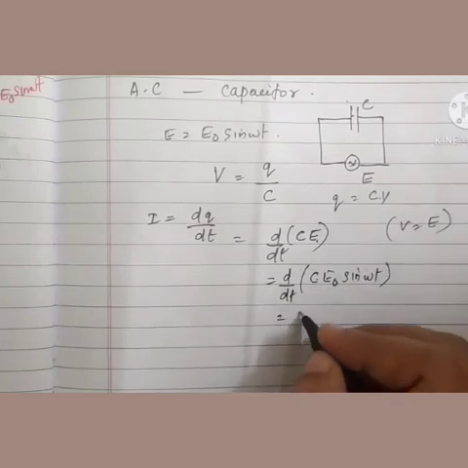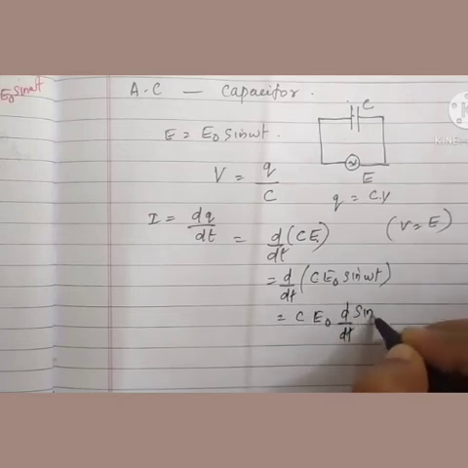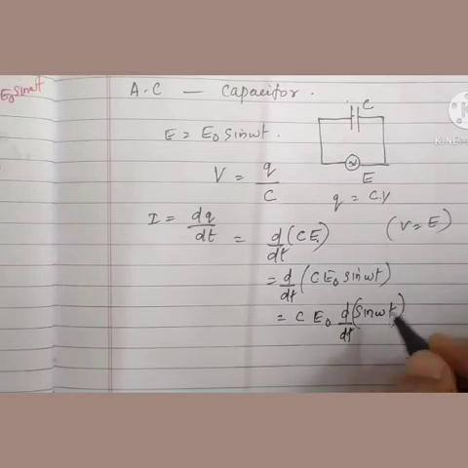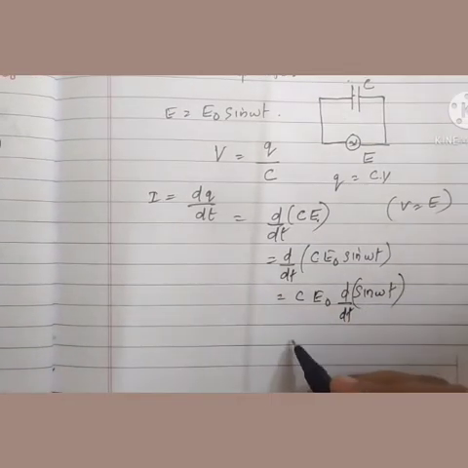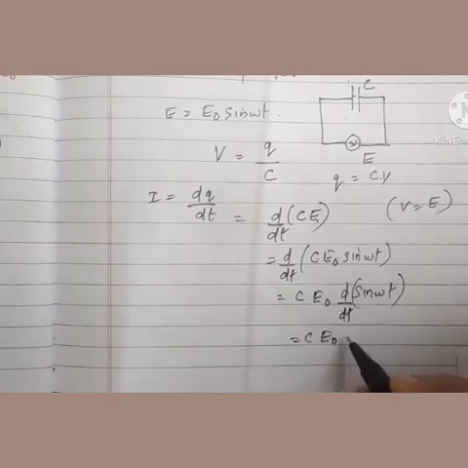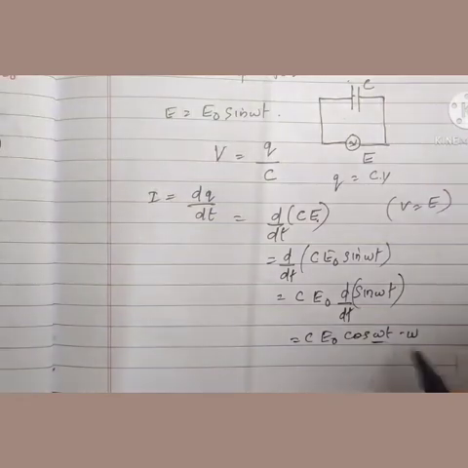C is constant. Then E0 is constant, right? d by dt of sine omega t. d by dt of sine theta is what? Cos theta, isn't it? So C E0 cos omega t into omega. This constant will also be multiplied with this. So cos omega t into omega. Is it clear?